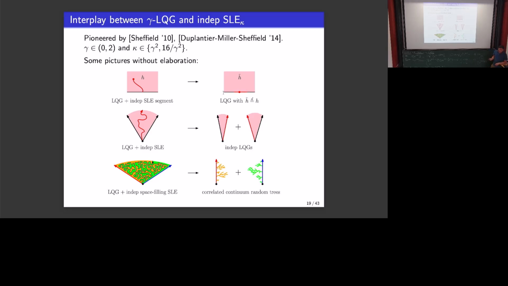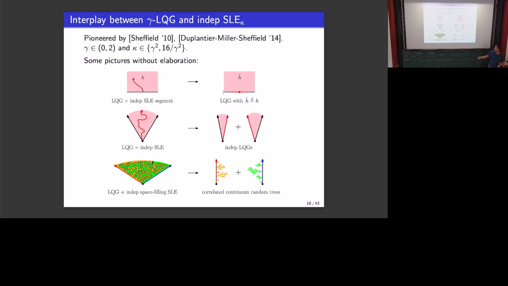So this theory was pioneered by Sheffield and then elaborated upon by Duplantier, Miller, and Sheffield, and they proved all kinds of really cool statements, such as if you take an LQG surface of infinite volume and you cut it by a suitable SLE curve, you get two independent surfaces. Or there's this mating of trees result where you can glue together a pair of continuum random trees which are correlated with each other and somehow get a Liouville quantum gravity surface with an independent space-filling SLE on top of it.